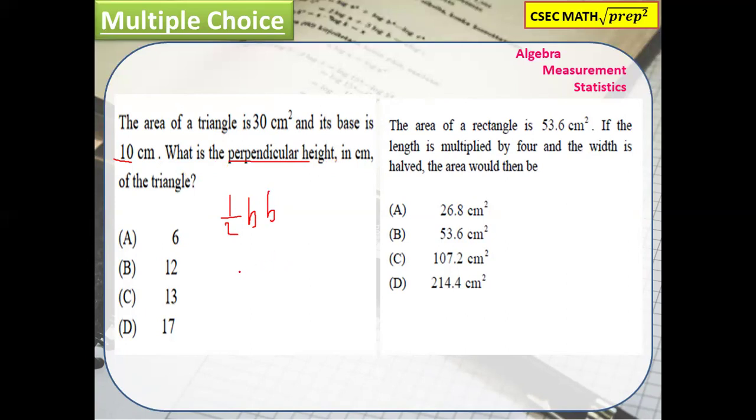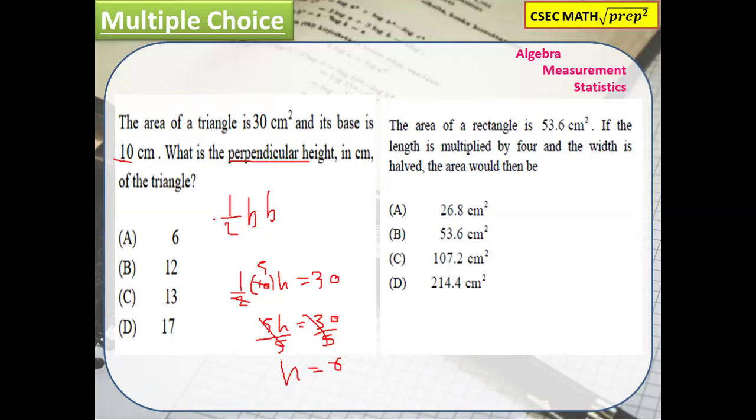So it's half times the base, which is times 10, times the height equals 30. All right, easy. So 2 into 10 goes 5. So we have 5h equals 30. All we need to do now is divide both sides by 5. And then h is equal to 6.